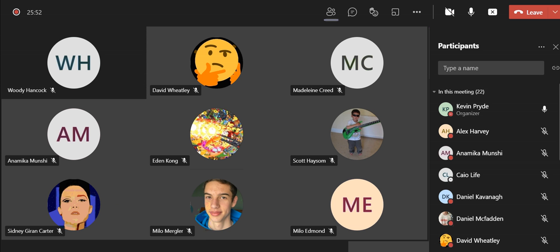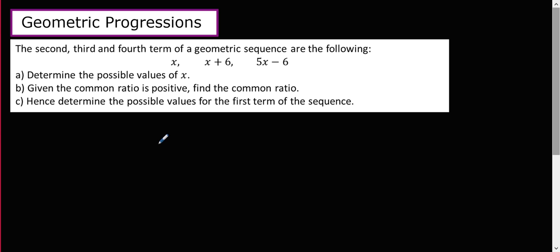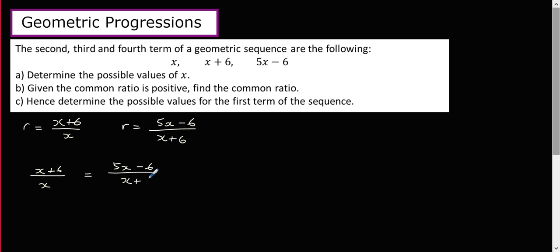So this time we've got the second, third, and fourth term, right? So again, using that idea that the common ratio is something, we've got common ratio is x plus 6 over x. We also know that the common ratio is 5x minus 6 divided by x plus 6. Find the possible values of x. Well, those two are going to be the same, so that's what we're solving. x plus 6 over x equals 5x minus 6 over x plus 6.